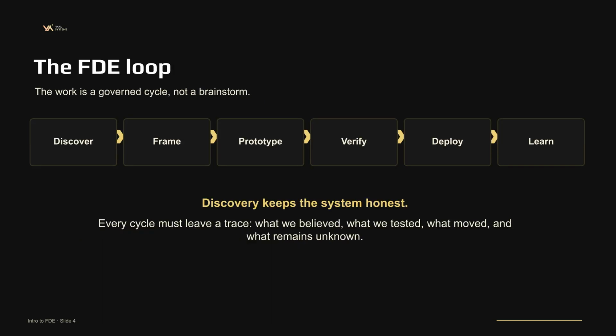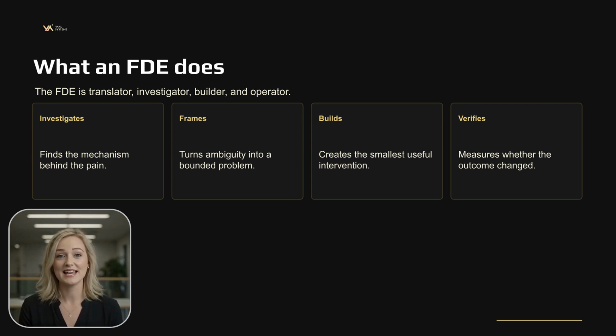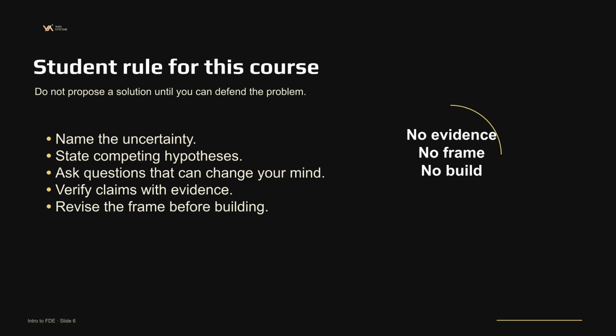Think of FDE as a governed cycle. We discover, frame, prototype, verify, deploy, and learn. This cycle ensures we are constantly testing our beliefs and moving toward real answers. An FDE plays many roles: investigator, translator, builder, and operator. You are not just writing code. You are accountable for the entire delivery process. Our golden rule is simple. Do not propose a solution until you can defend the problem. Without evidence and a clear frame, you should not be building anything.